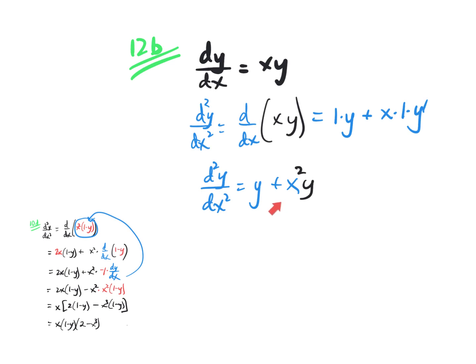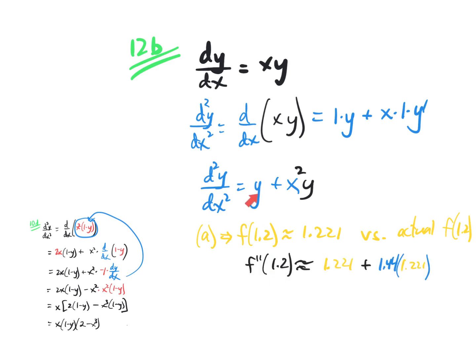And in 12B, we're supposed to determine whether the approximation in part A is less than or greater than f of 1.2. And this is our approximation of f at x equals 1.2. How is that versus the actual value of f at 1.2? Well, now we know what the second derivative is. And that's going to be the y value, which is approximately 1.221, plus x squared y. And 1.2 squared is 1.44. We know 12 squared is 144. And then times the y value. So this is clearly positive.